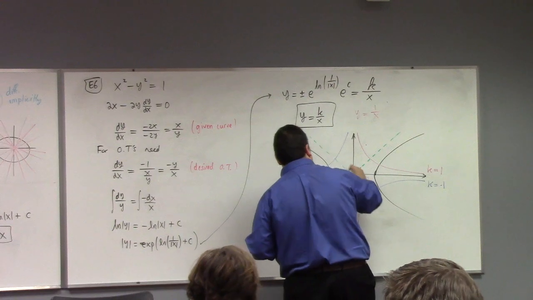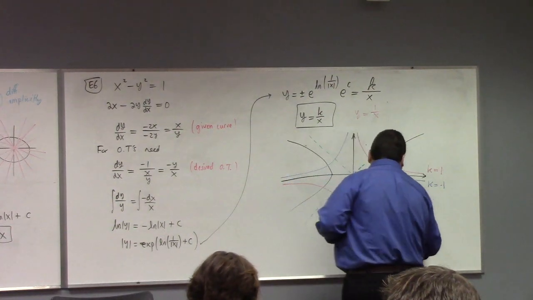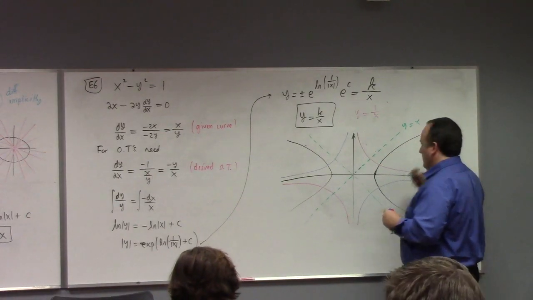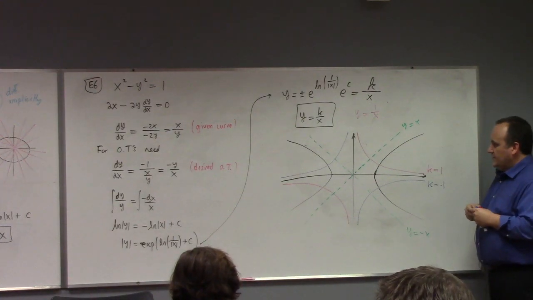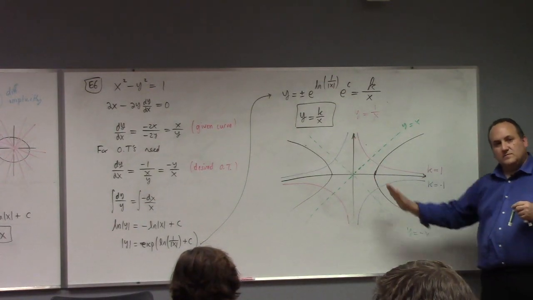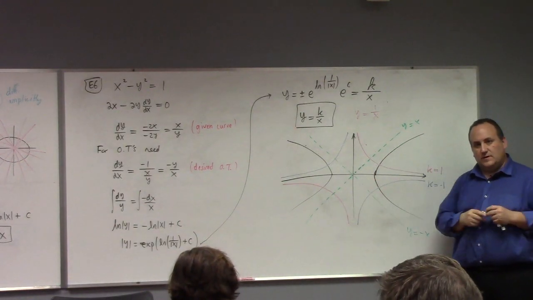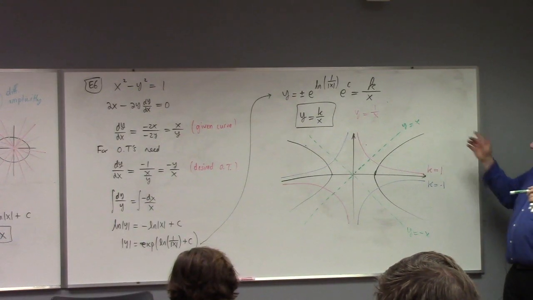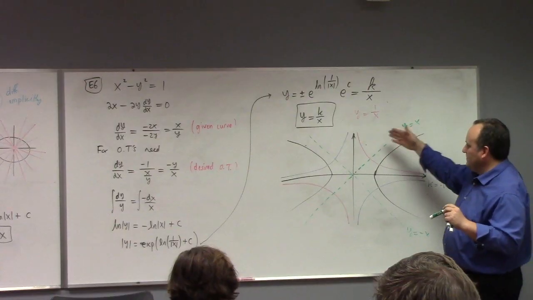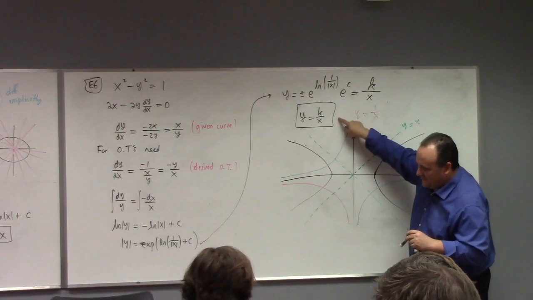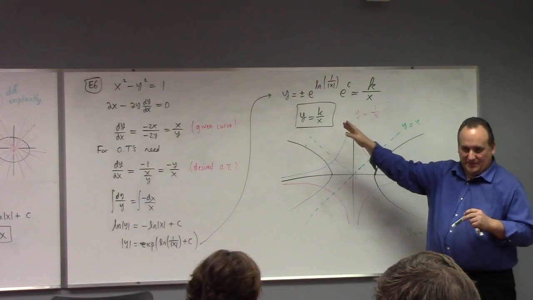So there you go. These are y equals minus x, y equals x. These are the asymptotes of the original hyperbola. And I think those are actually also orthogonal trajectories to the original. I don't know about that. Well, these are definitely orthogonal trajectories to the orthogonal trajectories, but they never even intersect the original hyperbola, right?